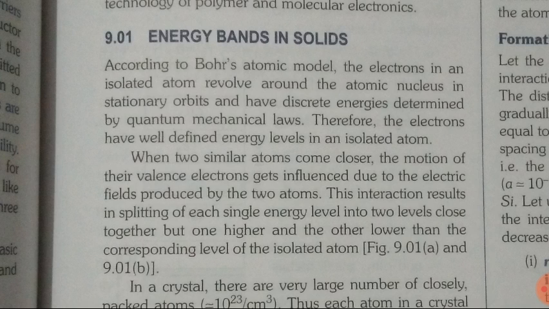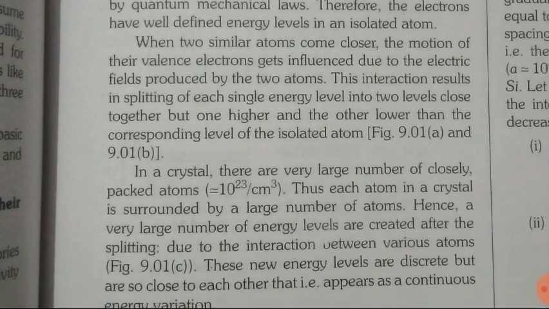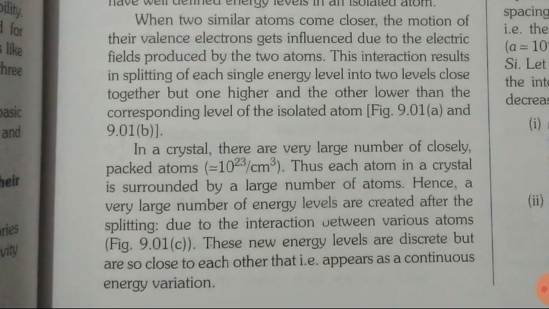Okay, discrete energies are there which are determined by quantum mechanical laws. Therefore, the electrons have well-defined energy levels in an isolated atom. Okay, an electron can only be in an orbit which is having a particular energy. When two similar atoms come closer, the motion of their valence electrons get influenced due to the electric field produced by the two atoms. This interaction results in splitting of each single energy level into two levels close together, one higher and the other lower than the corresponding level of isolated atom.